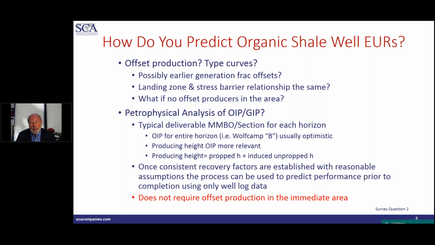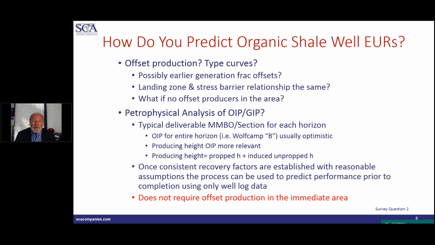Your porosity, your saturations, your net pay, those are a little more straightforward. You've got some solid numbers to work with, not so much on the propped height or the producing height. But we'll talk about that coming up. But the beauty of this is once you've got consistent recovery factors, consistent assumptions, and a consistent model, you can go through here and predict your performance prior to completion, bench by bench or well by well, and determine how many benches you can develop and what you're going to make out of the entire system.